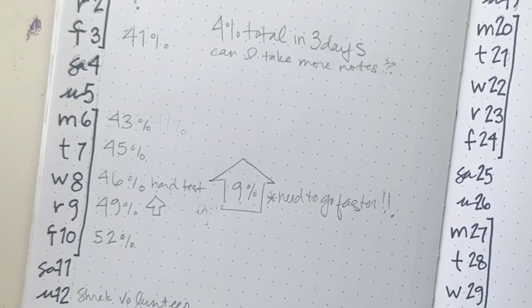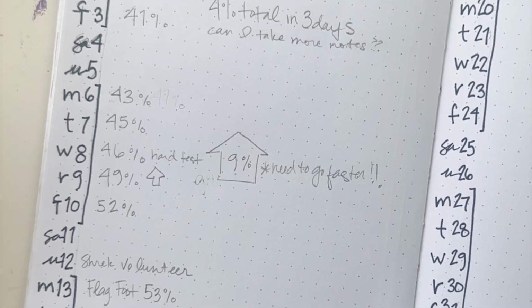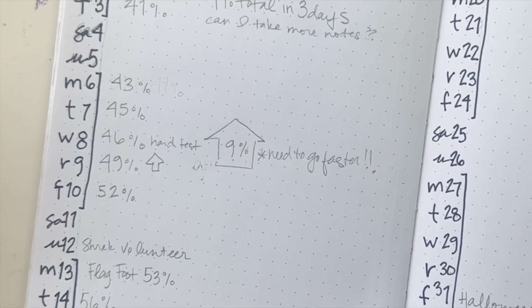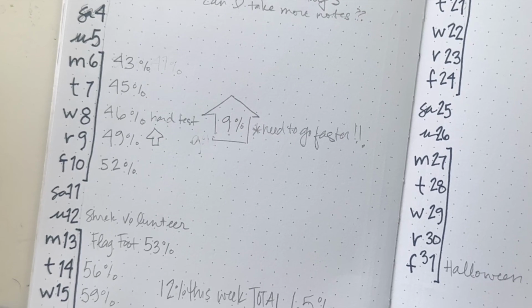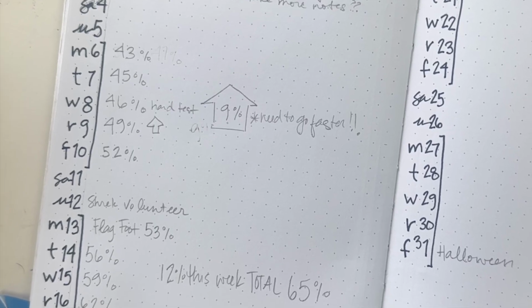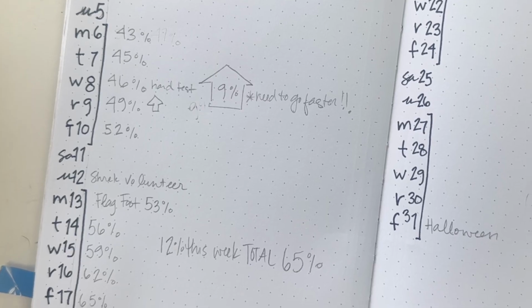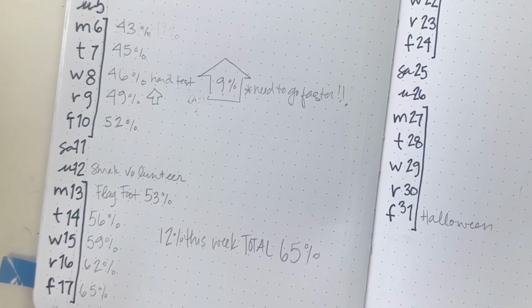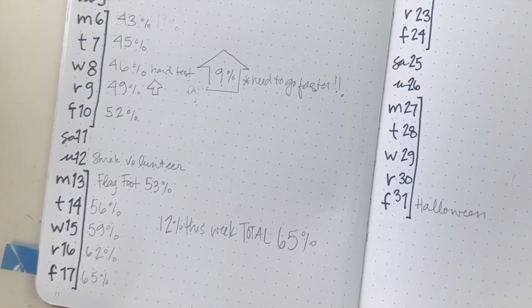I'm writing things down like I'm going to volunteer for Shrek over the weekend. Maybe I have a flag football game or a play, etc., so that I kind of know which days are going to be more impacted. And then this week following last week is, let's see, the 13th through the 17th. It looks like I am going up and that my total is at 65%, but I did go up 12% total.